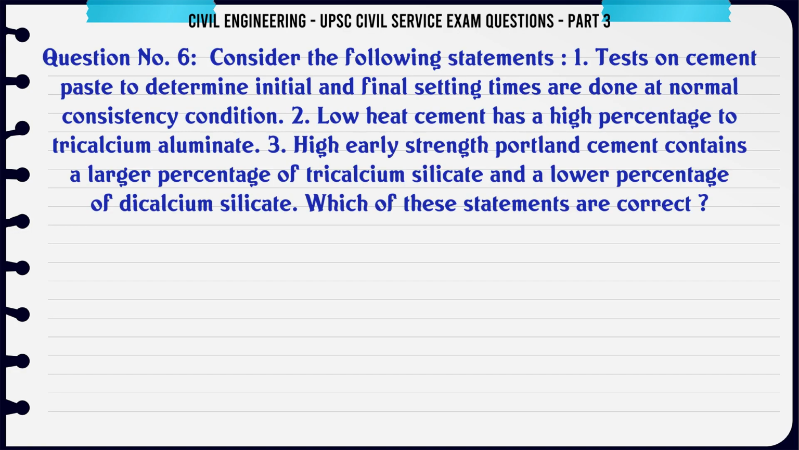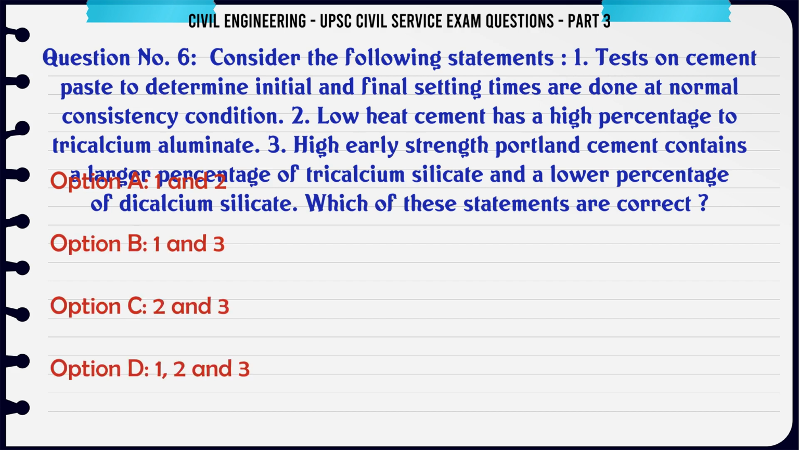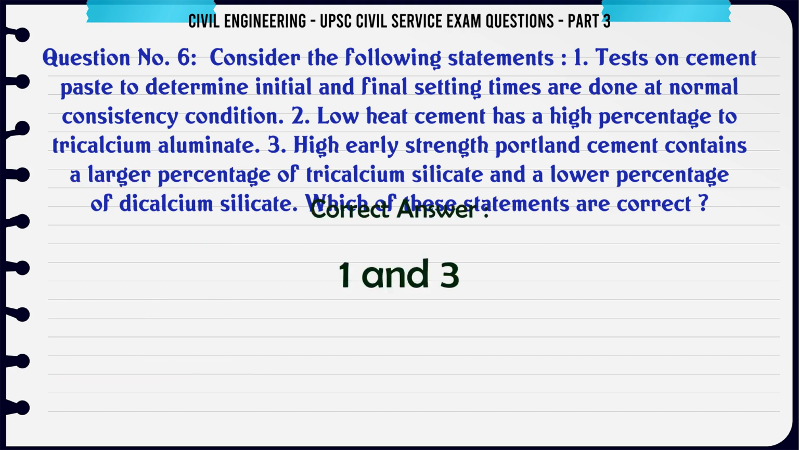Consider the following statements. 1. Tests on cement paste to determine initial and final setting times are done at normal consistency condition. 2. Low heat cement has a high percentage of tricalcium aluminate. 3. High early strength Portland cement contains a larger percentage of tricalcium silicate and a lower percentage of dicalcium silicate. Which of these statements are correct? A. 1 and 2, B. 1 and 3, C. 2 and 3, D. 1, 2 and 3. The correct answer is 1 and 3.